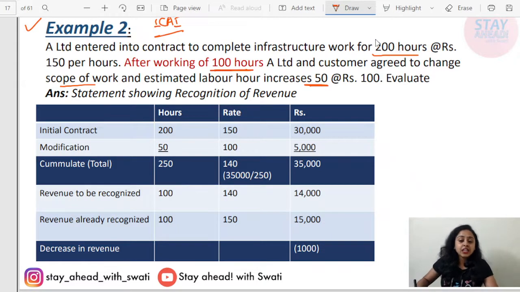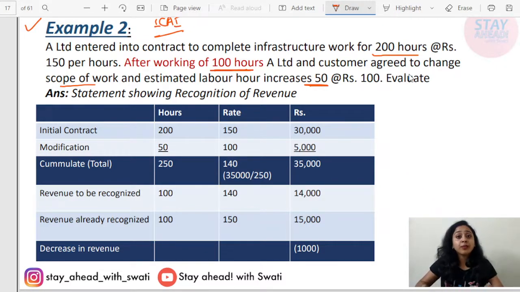Initially the contract was of 200 hours. Now the scope has been increased. Now the new hours are 250 hours, out of which 100 have already been completed, already been accounted, already been recorded in the books of accounts. So the first 100 hours, which have already been completed before such modification came into picture, will be recorded at the previous rate, because there were not at all any expected changes. So the previous rate will be applied for the first 100 hours.